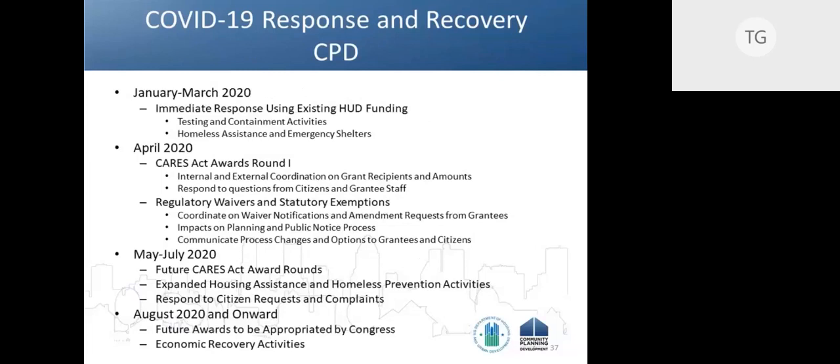The next slide, response and recovery, just outlines some of the dates and actions that have been undertaken. Our immediate response was to allow for the use of CDBG funds for testing, for building testing facilities and homeless assistance under the Emergency Solutions Grant Program. And after the CARES Act was funded, we briefly discussed some of the waivers and flexibilities provided to the programs. And I think I've heard our local congresswoman talk about Congress reconvening and coming up with another round of CARES funding. We expect that sometime in May to July 2020. And in August, we expect future appropriations, as everyone knows.